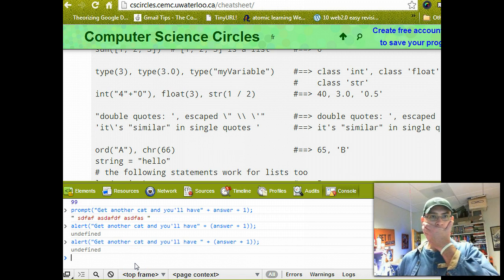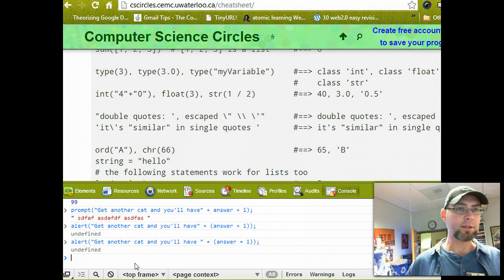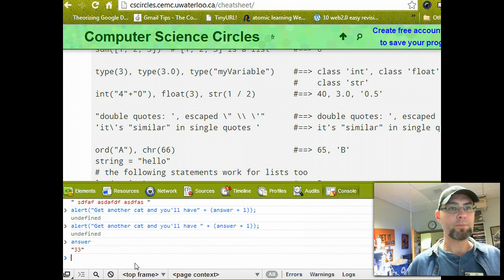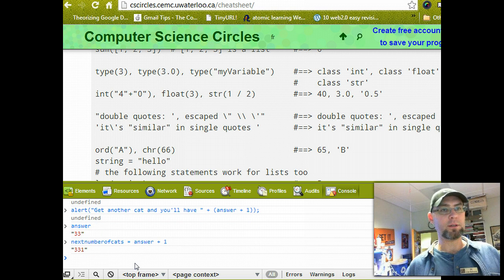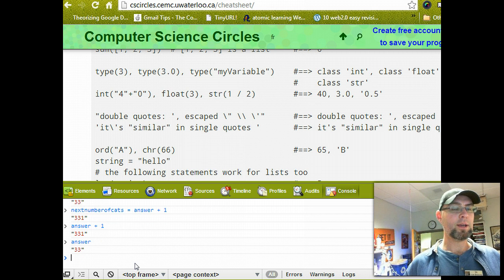So before we saw that I could do the math, so I could get the value of answer. We have the value of answer, and I can test it. Answer is 33. And I can put next number of cats equals answer plus 1. And now I have 3. Wait a minute. So is it a string or not? We saw before that I could do answer plus 1. Wait a minute. Wasn't answer 33? And wasn't 33 answer? Wait a minute. So now I have to go back and I say, wait a minute.